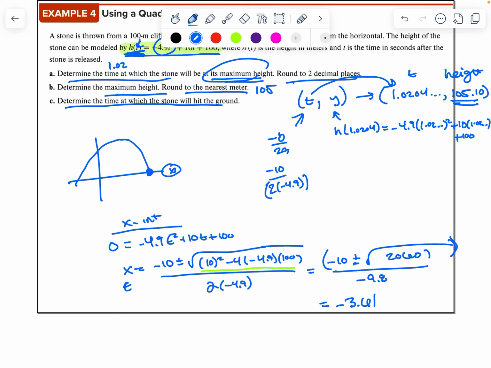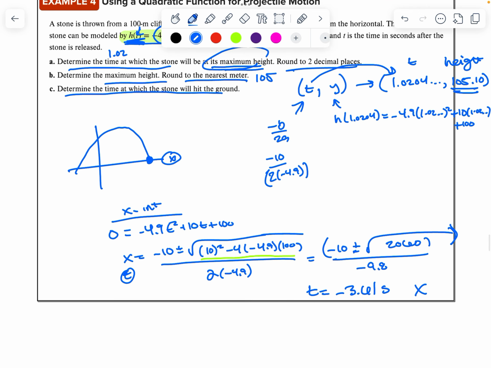So let's do it again. We did it once with the plus. Let's do it with the minus. Typing that in, I get time equals positive 5.65. And that time does make sense. A positive time does make sense. That's the time at which the stone will hit the ground. That is our x-intercept.